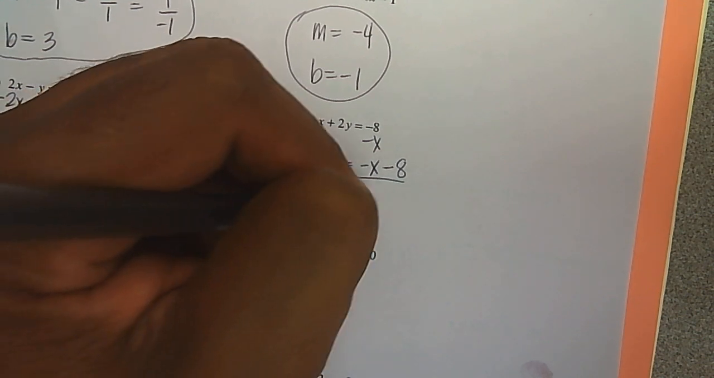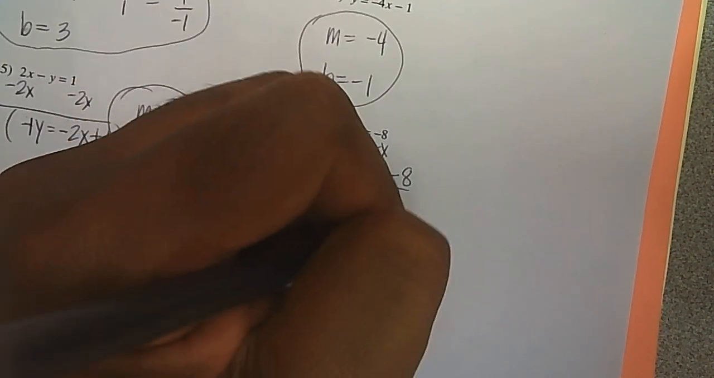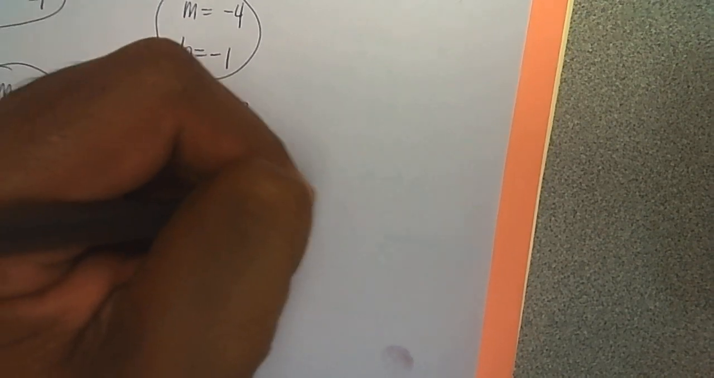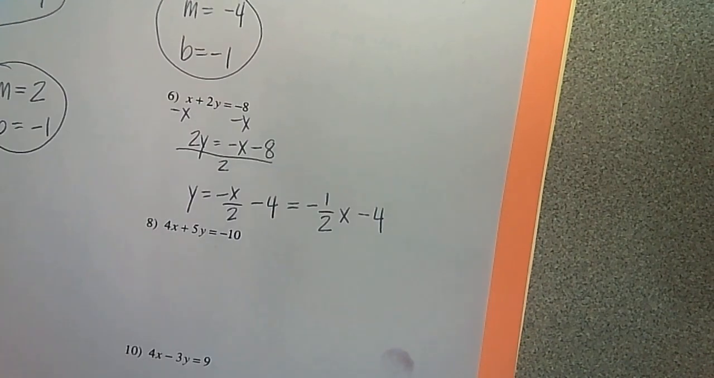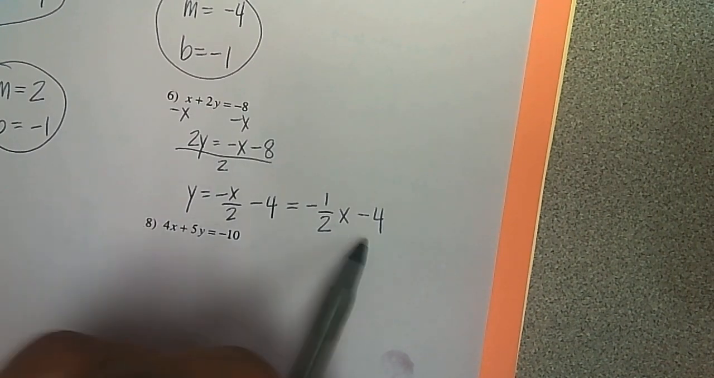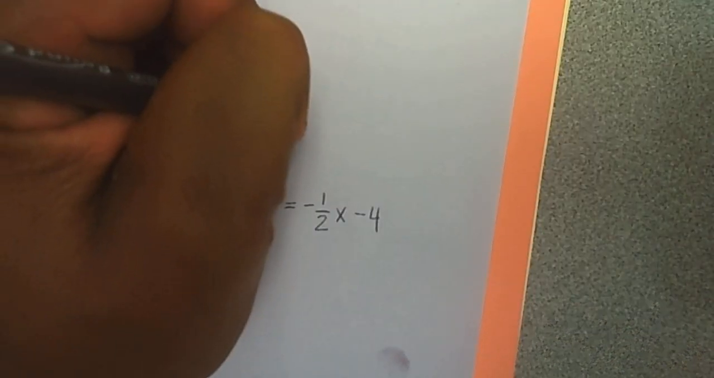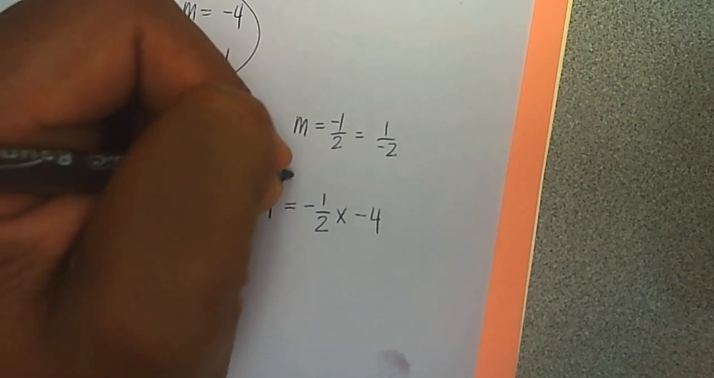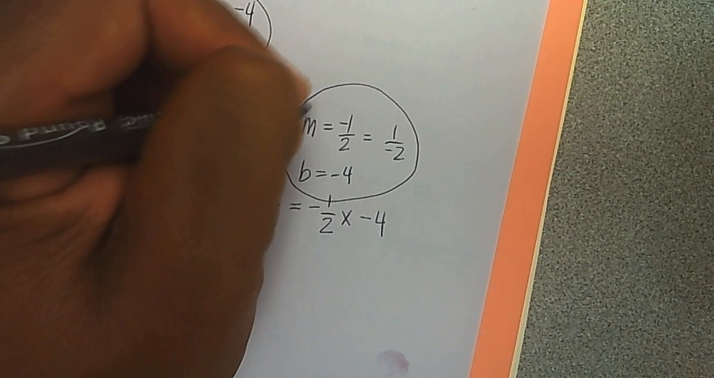Y equals -x/2, -4. If you don't see it, it's 1. So this is -1/2 x minus 4. Those are all the same thing. We talked about don't be scared of fractions. They just look different. So your slope equals -1/2 or 1/-2. Exact same things. B equals 4, which happens to be negative. Let's get it.